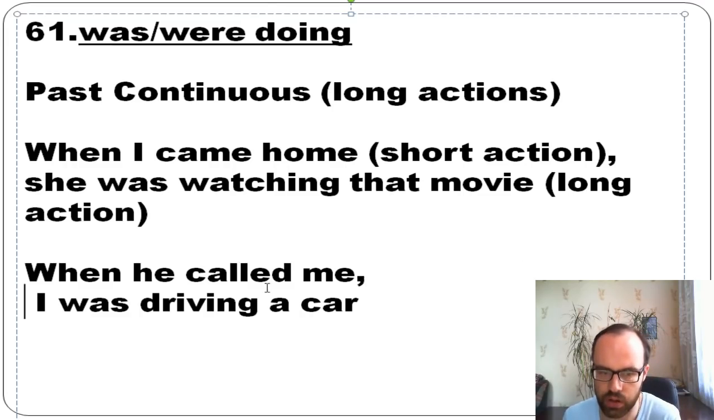One more example. When he called me, I was driving a car. So I was driving. It's a long action, and then suddenly he called me. Was plus verb plus ing, was driving a car.